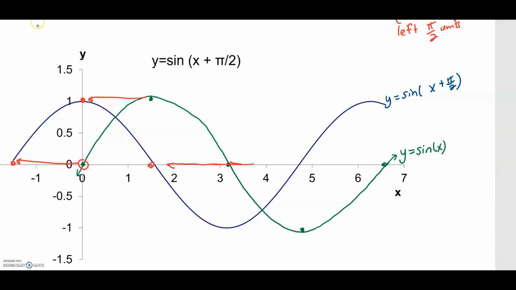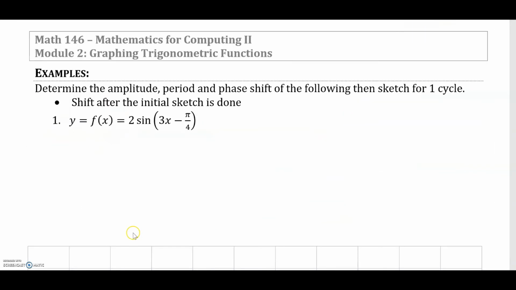you do get the cosine function. In this next example, we want to calculate the amplitude, period, and phase shift of the following function and then sketch it for one cycle. What we can do is make an initial sketch without the shift and then perform the shift after. The function we would be graphing without the shift is f of x is equal to 2 sine of 3x.